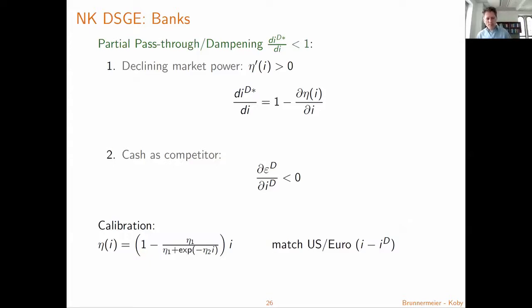In order to calibrate this, the whole aspect is calibrated to the US. For going negative, we rely on Euro area data. And that's the functional form we assume here. This eta function takes this functional form, and we calibrate it to the pass-through numbers we have for the US. And for very low rates, we calibrate these parameters eta 1 and eta 2 such that they also fit the European numbers.